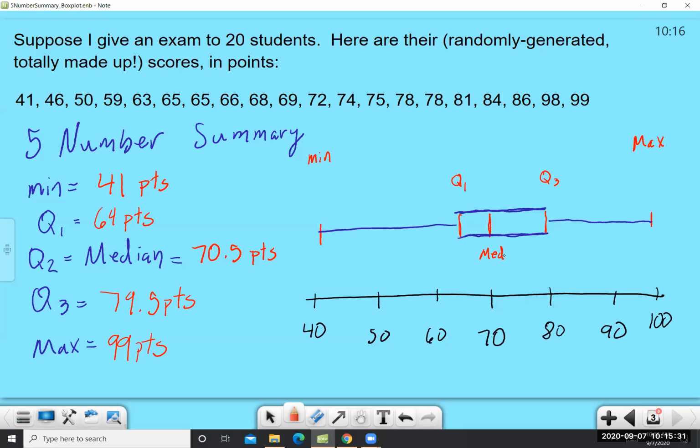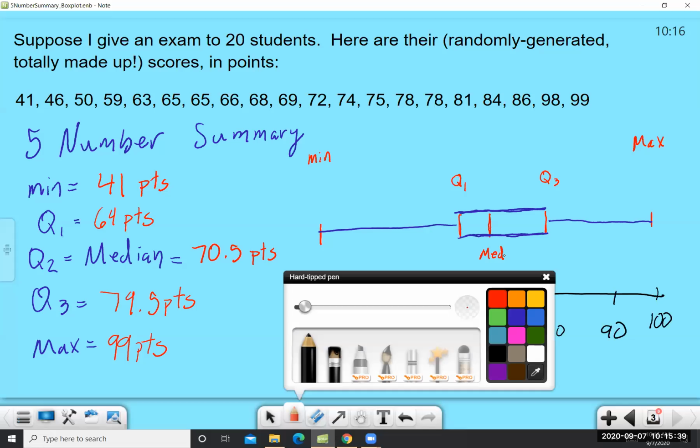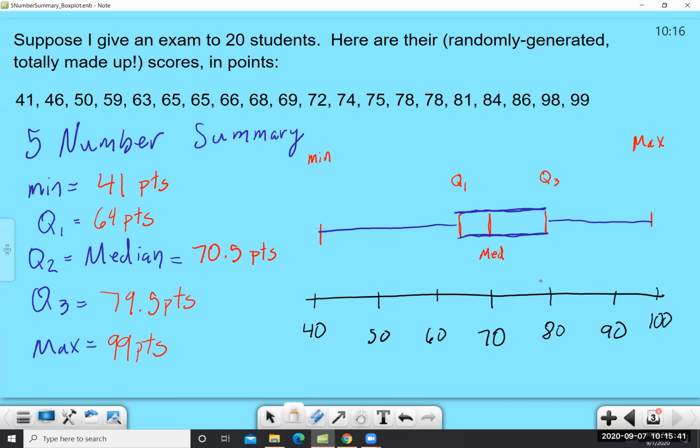And notice that I did this scale down at the bottom and I did this to scale. That is very important when you draw the box plot, because since the minimum is a little farther away from the center than the max was, the person who scored 41 points is actually a little bit more of an outlier than the person who scored 99 points. And that's why I want to see this to scale.